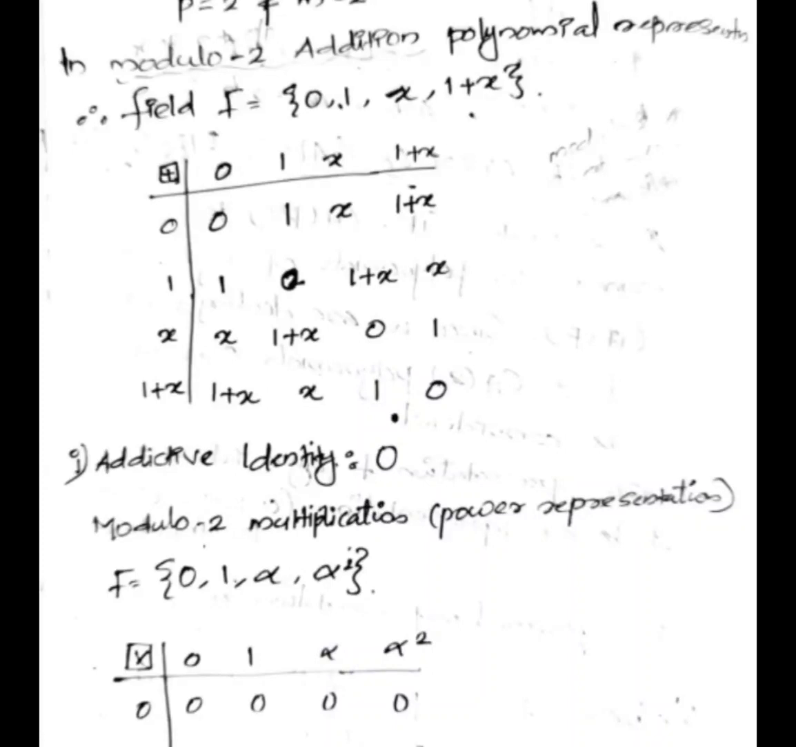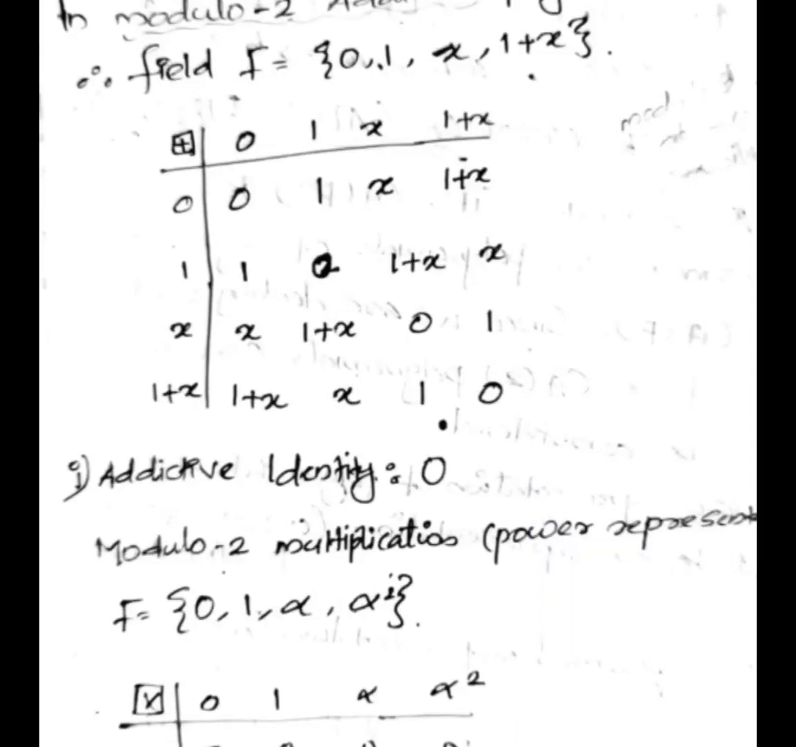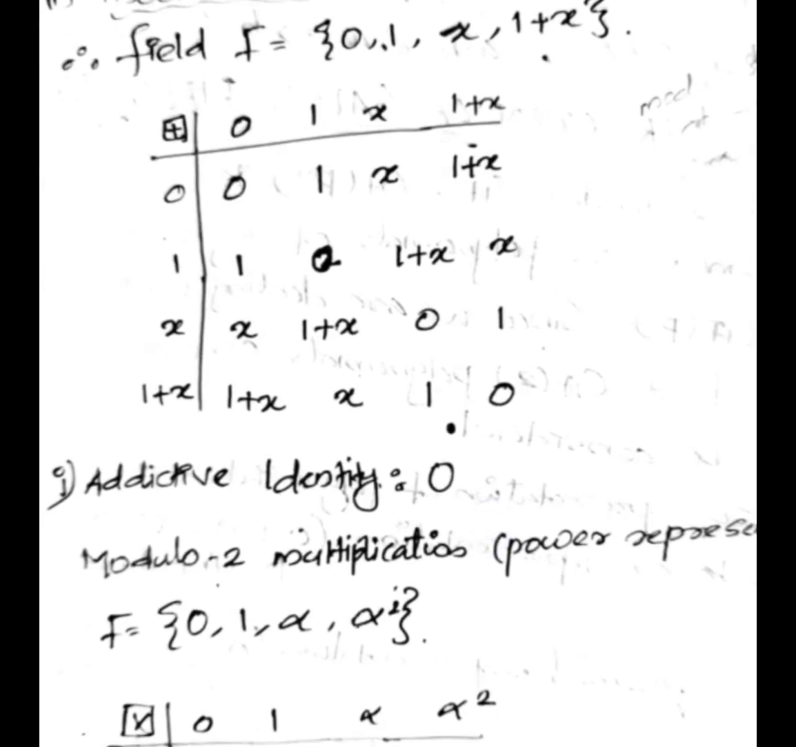Now, modulo 2 multiplication, or power representation, which is used for multiplication. Then we have F equal to 4 elements: 0, 1, alpha, alpha square. Now multiplication is done with 0, 1, alpha, alpha square. By multiplying 0 with these terms, all will be 0. Then multiplying 1 with these terms, we get the same numbers, that is 0, 1, alpha, alpha square.